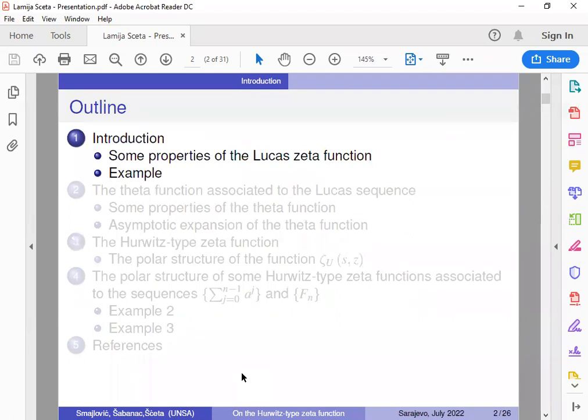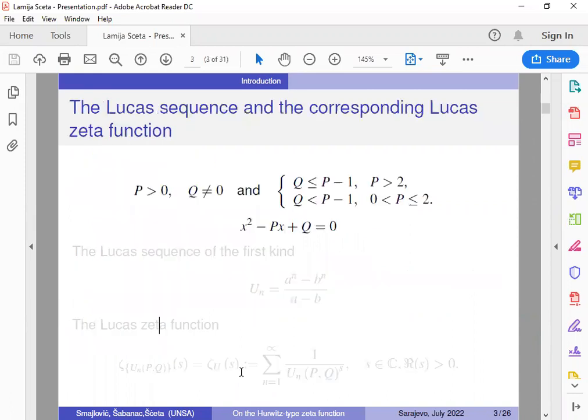In the first part of this presentation, I'll talk about the Lucas zeta function just a little bit and some properties we needed to derive the asymptotic expansion of the zeta function. So let P and Q be arbitrary real numbers that satisfy these conditions. Then the Lucas sequence of the first kind, for integer n, we can write using this expression, where A and B are roots of the quadratic equation given above.